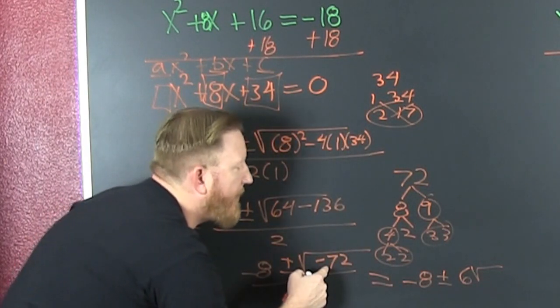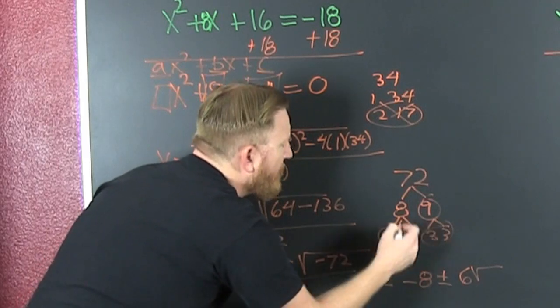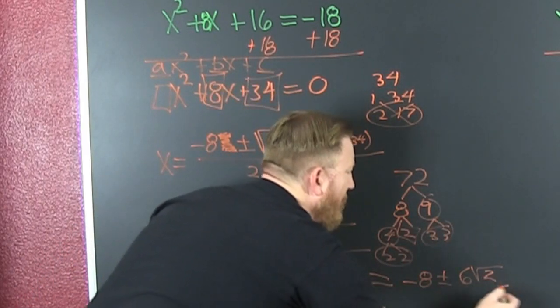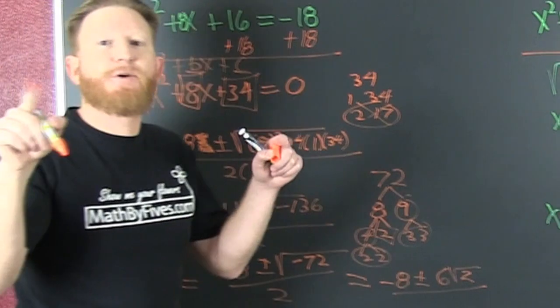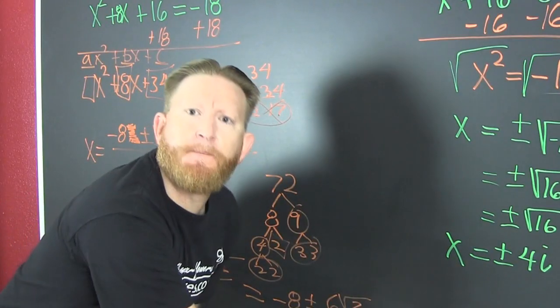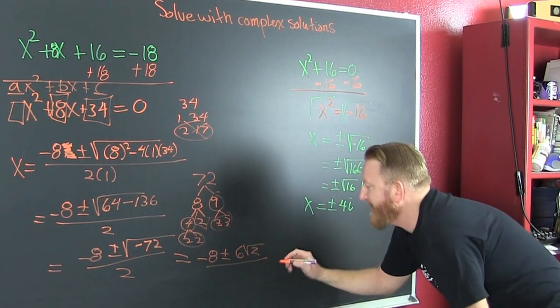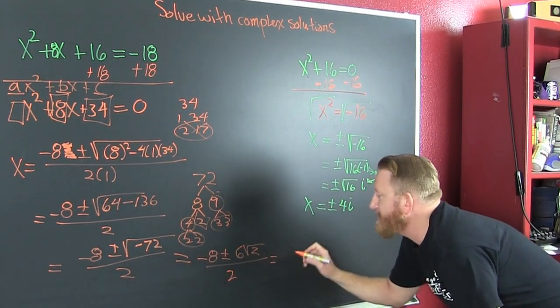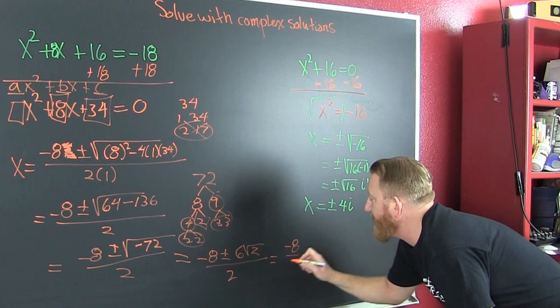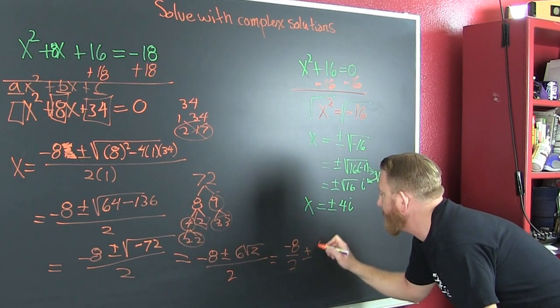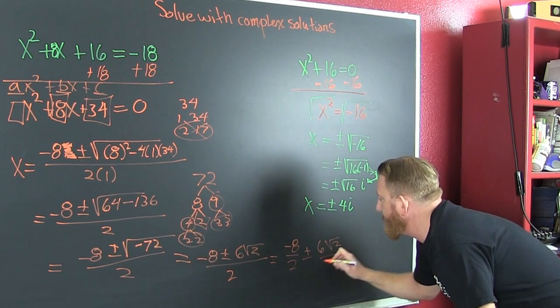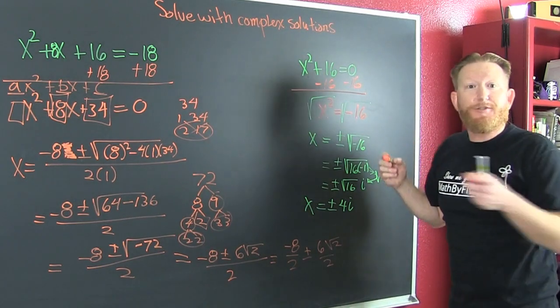So then, right here, what's left over? A 2 with no friends. But then what can I do? I can split that fraction. That's all over 2. I split those two, and that's minus 8 divided by 2, plus and minus 6 root 2 divided by 2. Then I can reduce by 2.